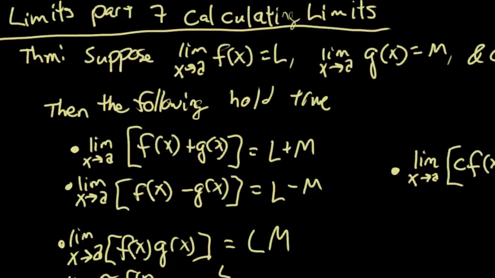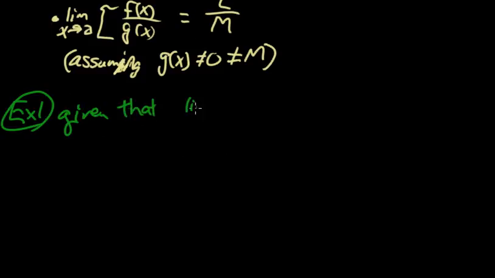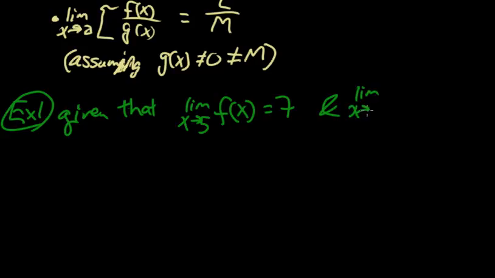Let's go over some examples to show what exactly this means. This is just rules for showing what we can and can't do whenever we calculate limits. So we'll go over example 1. Let's say we're given that the limit as x approaches 5 of f of x equals 7, and the limit as x approaches 5 of g of x equals 8.